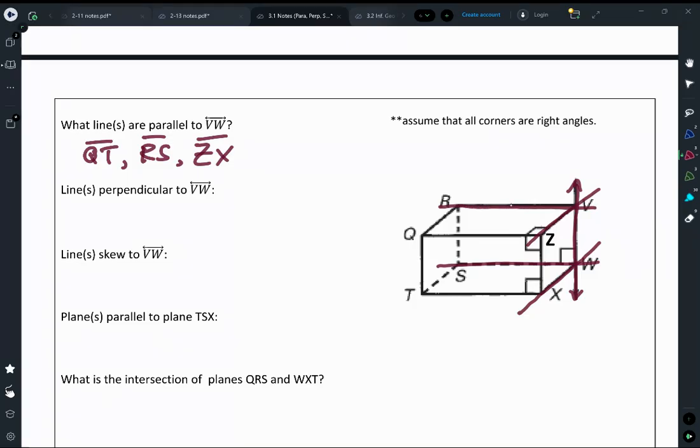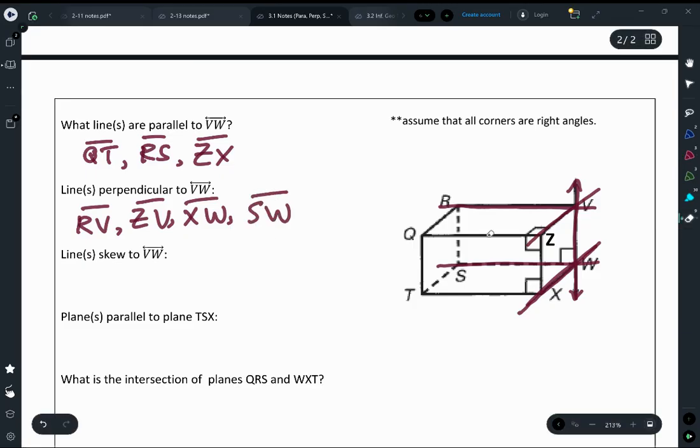So let's see, we've got RV, we've got ZV, we have XW, and we have SW. All right, let's erase our work again.